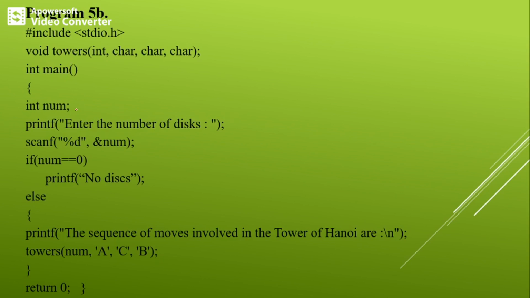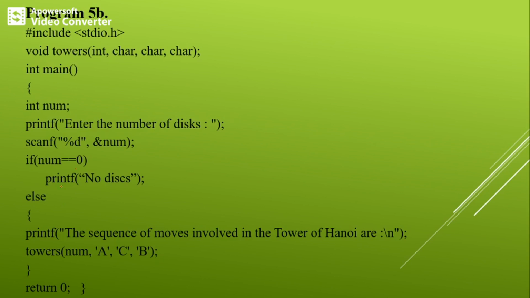After that I have declared the variable for the number of disks, that is num, and I am going to read the number of disks using the scanf function, and then I am going to verify whether the number of disks the user has entered is 0 or not. If it is 0, I am going to inform the user that there are no disks, so you can't move any disk from the source peg to the destination peg.